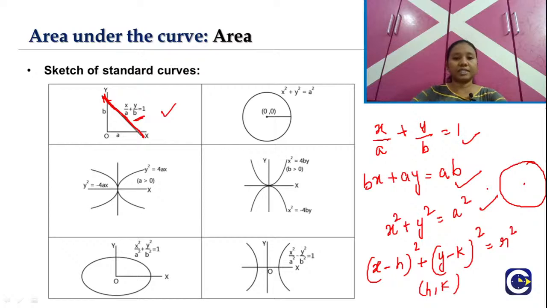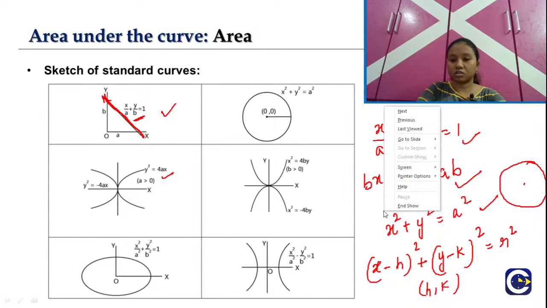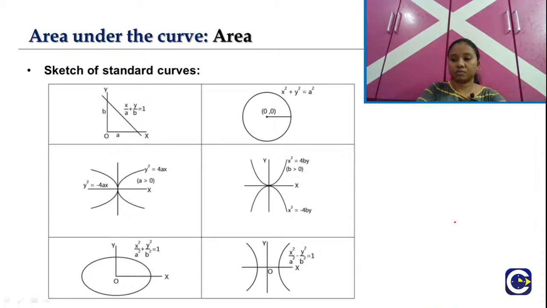So what about the next figure? The next standard curve we are having will be the parabola. Let me just erase this part. Here we are having the parabolic equations: y square is equal to 4ax, and the other will be y square is equal to minus 4ax.